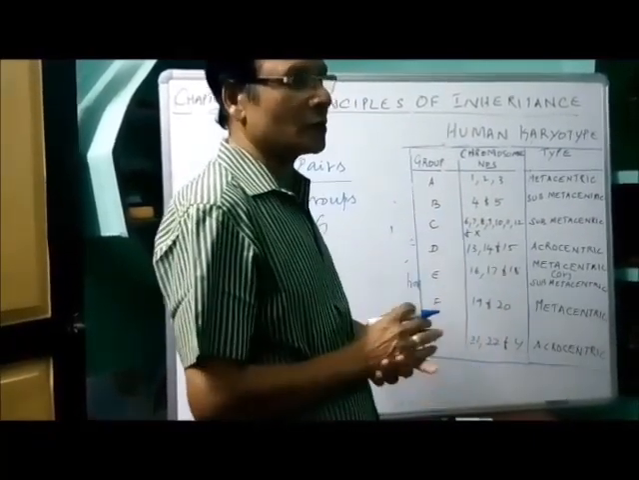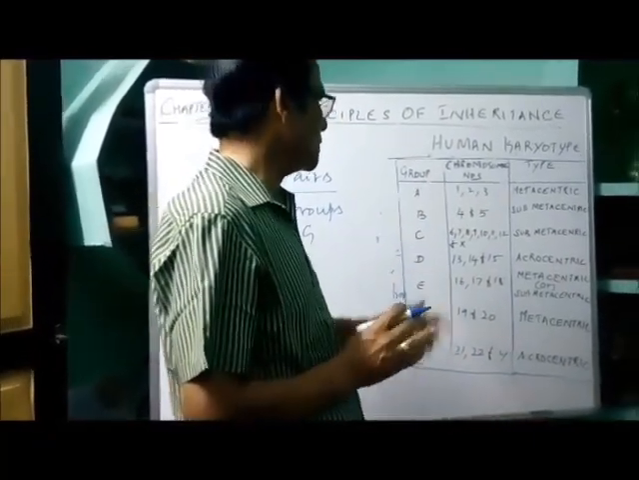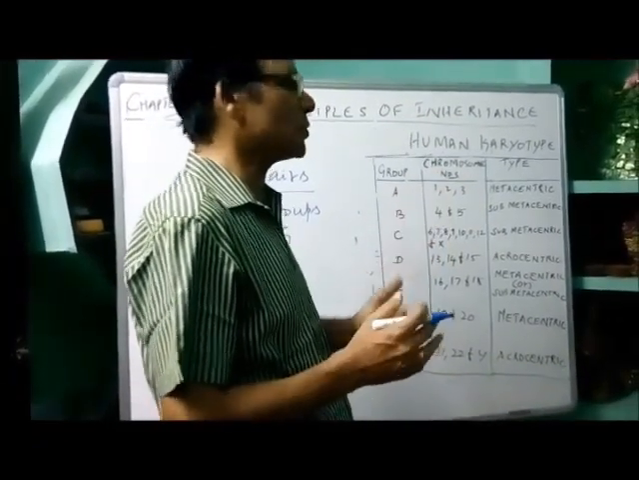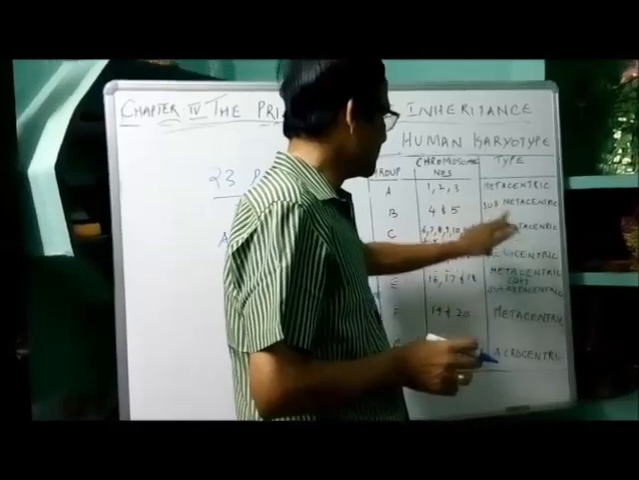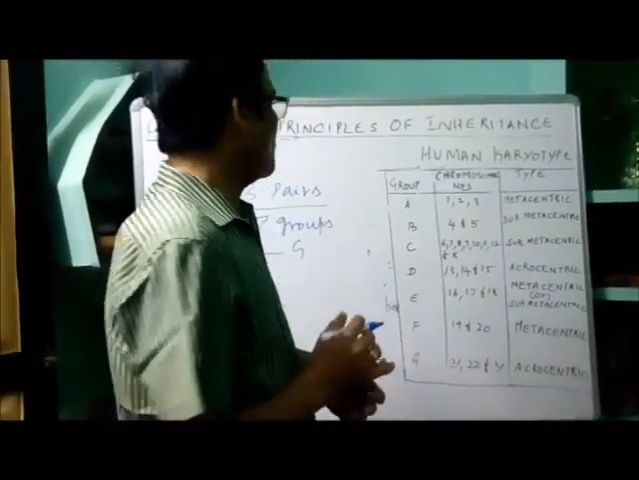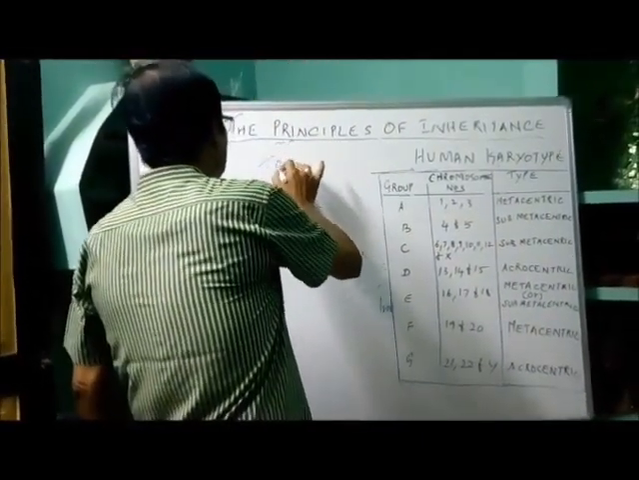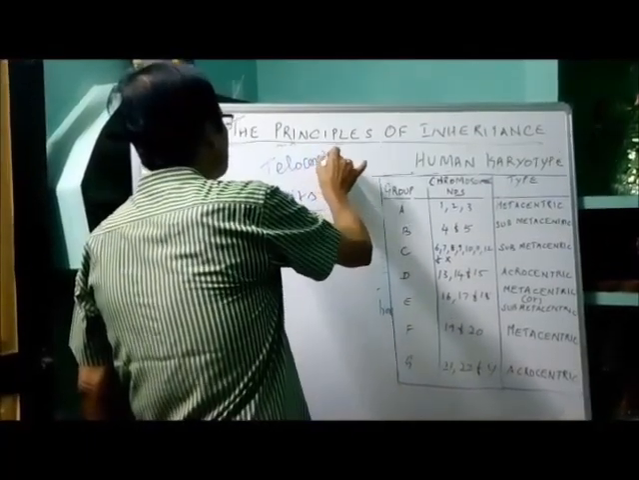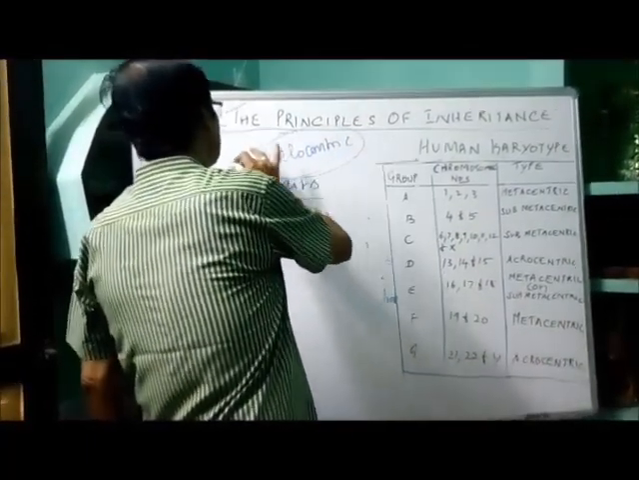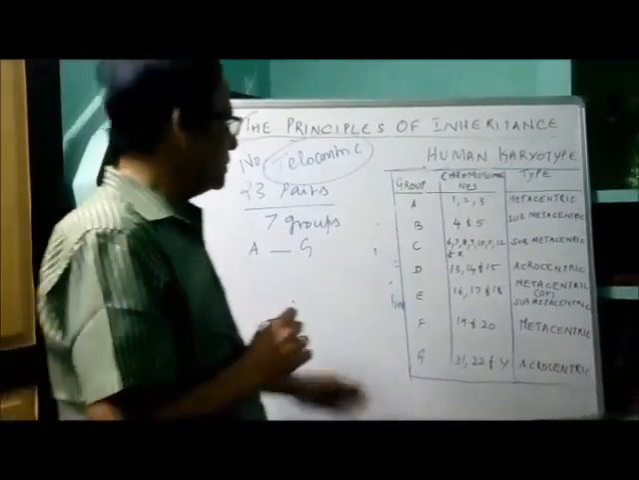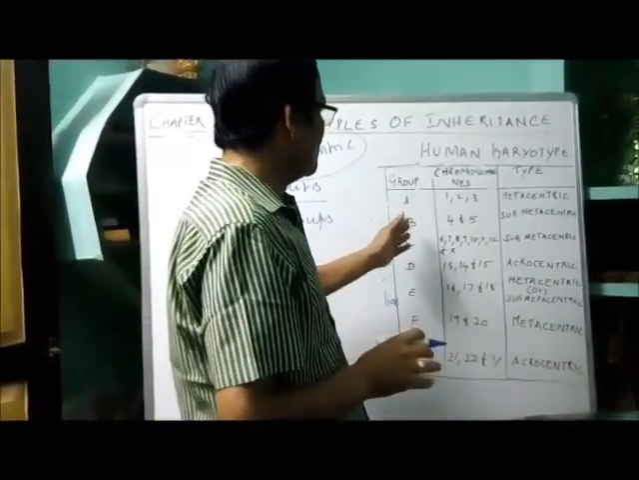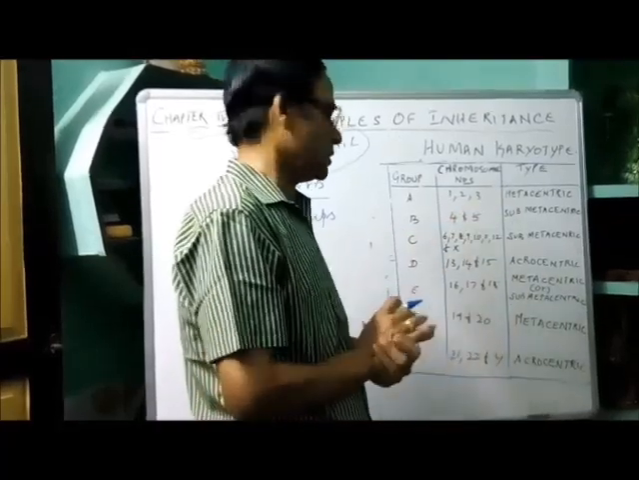In general, I mentioned the nature of the chromosome. If we are classifying the chromosomes, there are 4 types. But in humans, only 3 types of chromosomes are present: either metacentric, or submetacentric, or acrocentric. One more type is called telocentric. This is absent in humans. No telocentric chromosomes in humans. So the B group, 4 and 5, submetacentric.